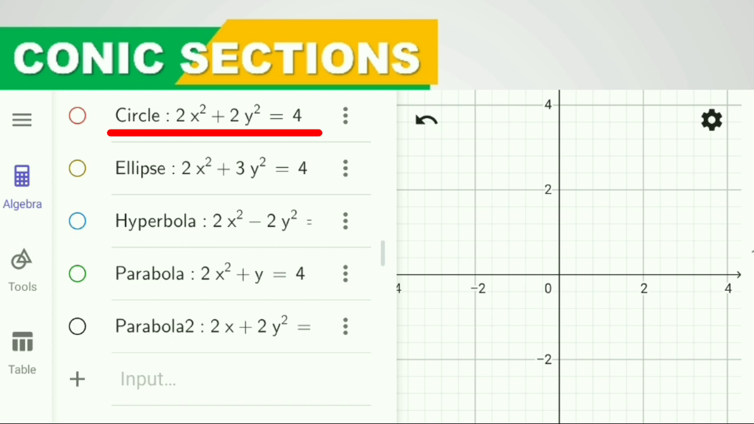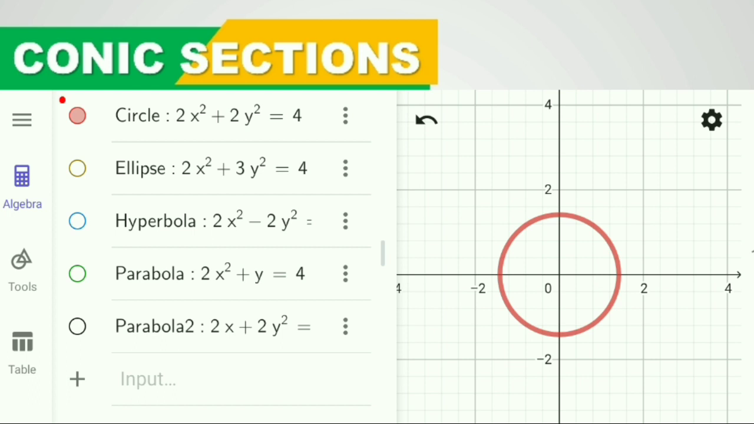Now if you see an equation which has two variables, x and y, and these two variables are squared and they have the same signs and the same numerical coefficients, then that kind of equation will form a circle. The graph of this equation will form a circle on the Cartesian coordinate system, just like in the given example: 2x squared plus 2y squared is equal to 4.